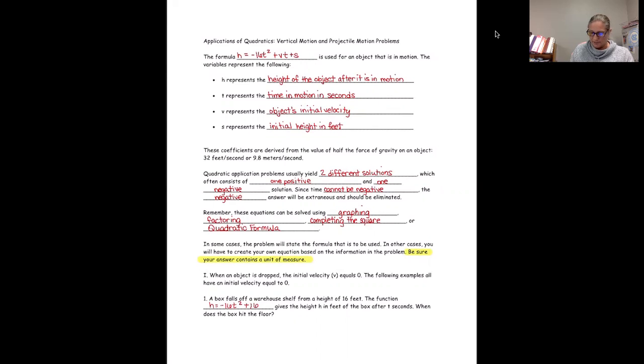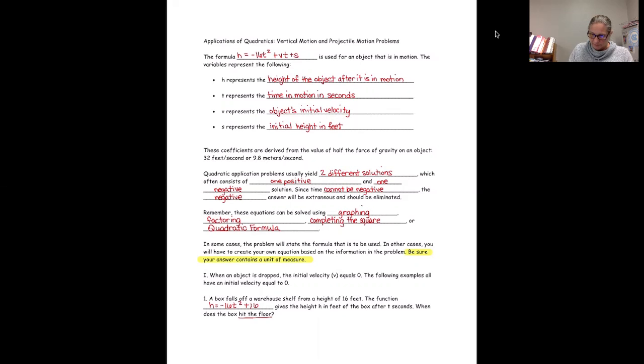When an object is dropped, the initial velocity v equals 0. The following examples, and this is really problems, I believe it's 1 and 2, all have an initial velocity equal to 0. Question 1, a box falls off a warehouse shelf from a height of 16 feet. The function h equals negative 16t squared plus 16 gives the height h in feet of the box after t seconds. When does the box hit the floor?